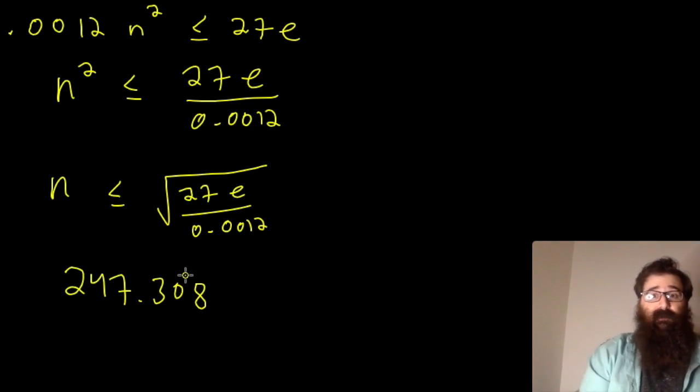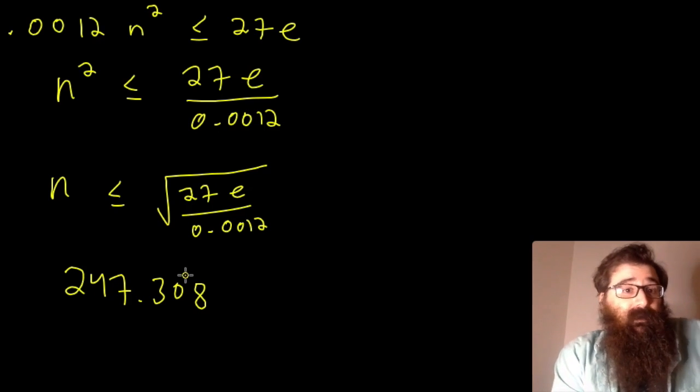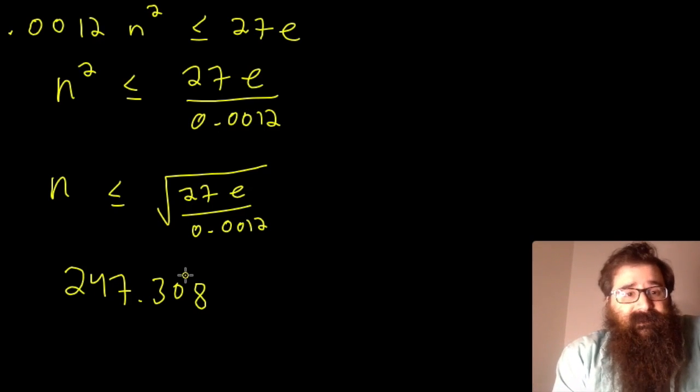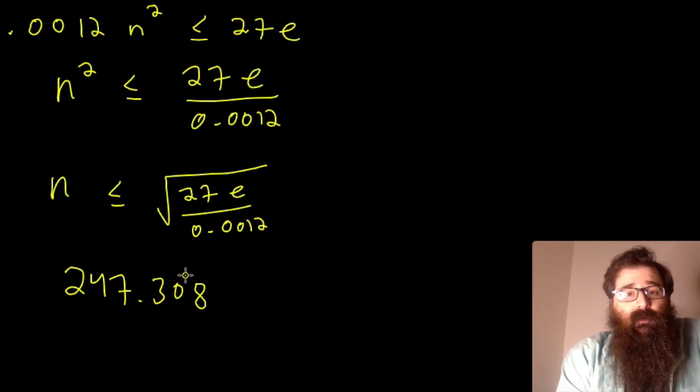But we have to interpret this, and we have to think about what this means and sort of disregard the inequality symbol. It doesn't make sense to say n is less than or equal to this, because as n gets smaller, the approximation actually gets weaker. So think of it this way. What we've just said is that for trapezoidal rule, if I want this approximation to be within 0.0001, then I would need exactly 247.308 partitions in order to guarantee that.